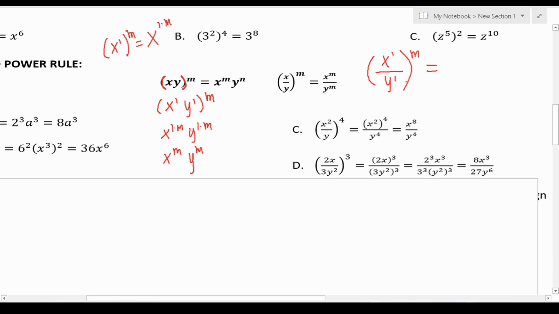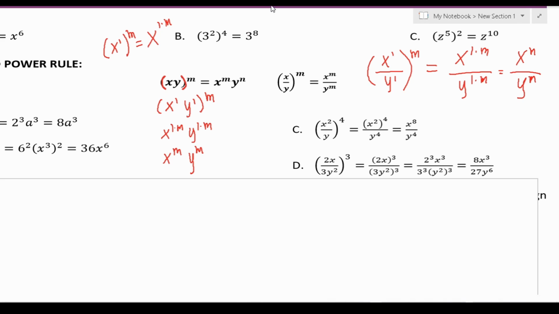And what this says is we're going to take the power rule, apply it to everything in parentheses, starting with x, and we're going to write down x first, and that's going to be 1 times m over base y, 1 times m. Anything times 1 is itself, so this is x to the m over y to the m. Pretty straightforward. It's just the power rule applying to everything that's in parentheses.